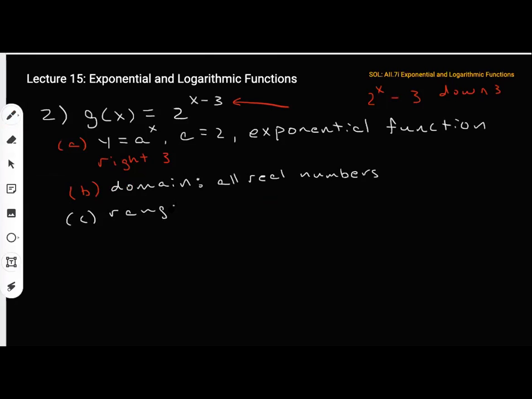How about range? Now it's going to have a horizontal asymptote, so it can't go below 0. So the range is going to be y is greater than 0. Okay, vertical asymptotes, none. Not for exponential functions. You will have them for log functions. Horizontal asymptotes, yes, y equals 0, also known as the x-axis.